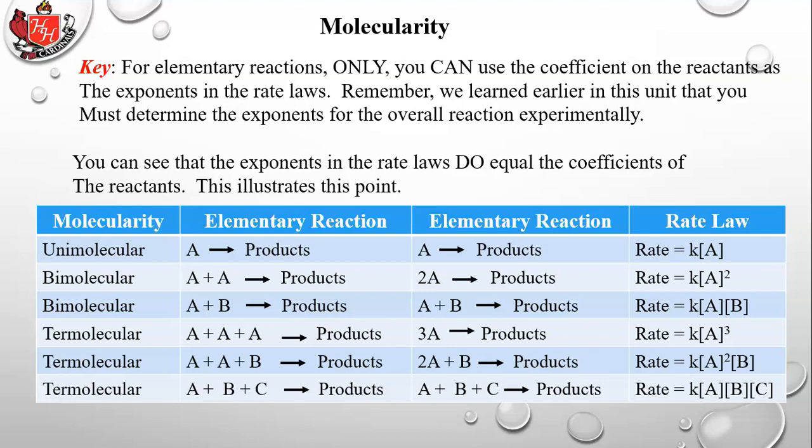If it's A plus B, it's going to be rate equals K concentration of A concentration of B. If it's A plus A plus A, this is the equivalent of 3A. You could write that as 3A. So the rate law is going to be K concentration of A to the third power. If it's 2A plus B, then that's going to be rate equals K concentration of A squared B. And A plus B plus C will be rate equals K concentration A, concentration B, concentration C. So the key point is that the coefficient in front of the reactant is the exponent in the rate law.